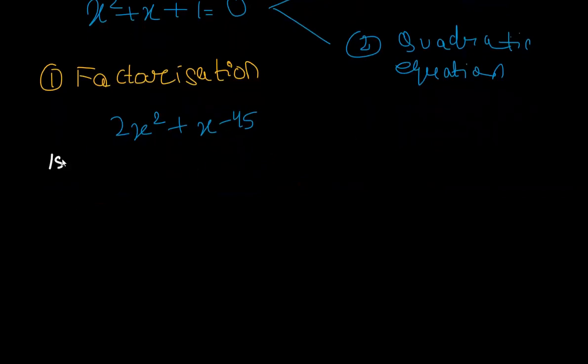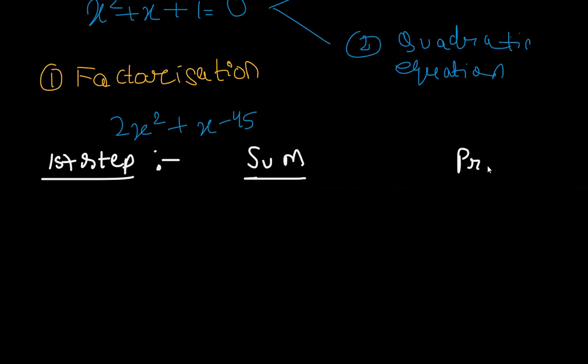What is the first step you have to do? The first step is that you have to write two columns, sum and product. In the sum column, you have to write what needs to be the sum. Sum is the middle value that you have to factorize. Now the sum must be equal to x. Now what will the product be equal to? Product will be equal to minus 90.